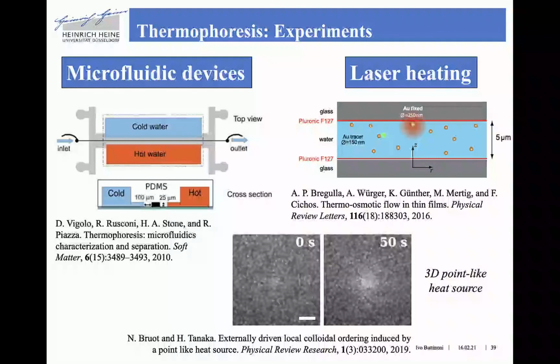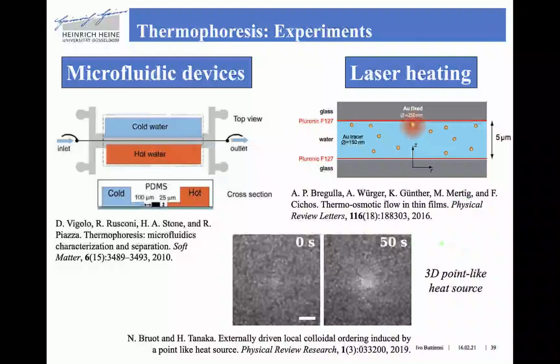Alternatively, one can use a light absorbing material, such as gold nanoparticles, and illuminate it with a laser beam so that a thermal gradient is obtained radially in this direction. So in this particular case, this method has been used to study the thermosmotic flow when this light absorbing particle is stuck to one of these channel walls.